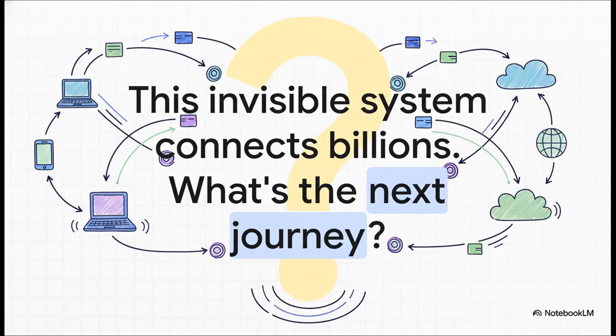Think about it. From a simple email to streaming entire virtual realities, this basic process is what makes it all possible. This invisible system of rules and packets is what connects billions of us across the globe. It really makes you wonder, what kind of journeys will our messages be taking next?